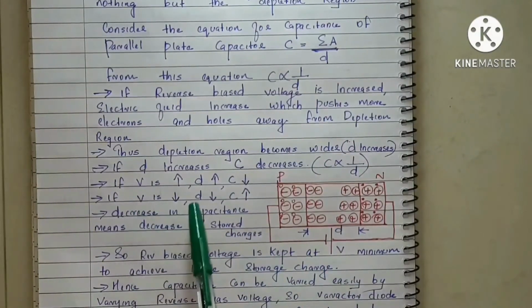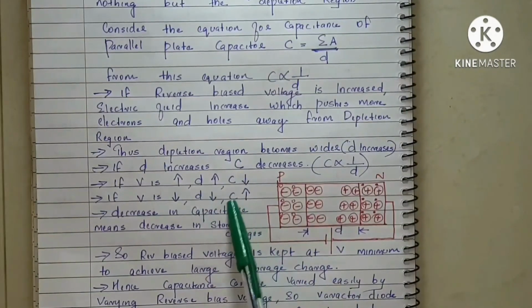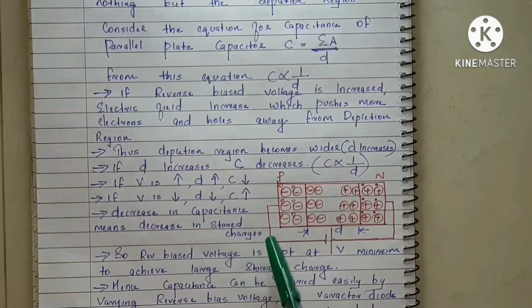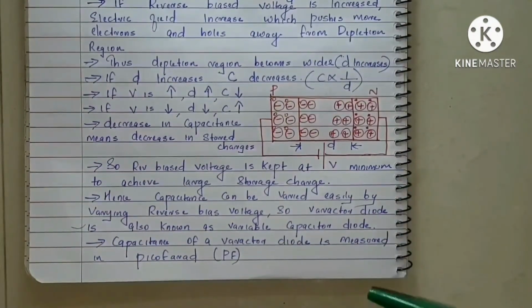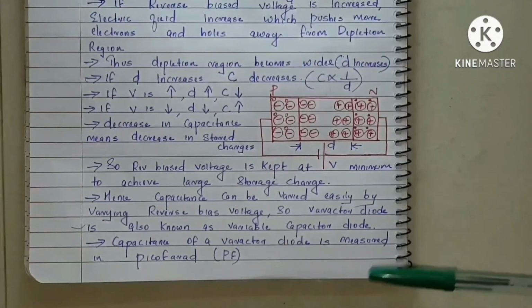If reverse bias voltage is decreased, this thickness will decrease and thus capacitance will increase. Decrease in capacitance means decrease in stored charge. So we need to keep this reverse bias voltage at minimum to achieve large storage charge. Hence capacitance can be varied easily by varying reverse bias voltage. So varactor diode is also known as variable capacitor diode. Capacitance of a varactor diode is always measured in picofarad, pF.